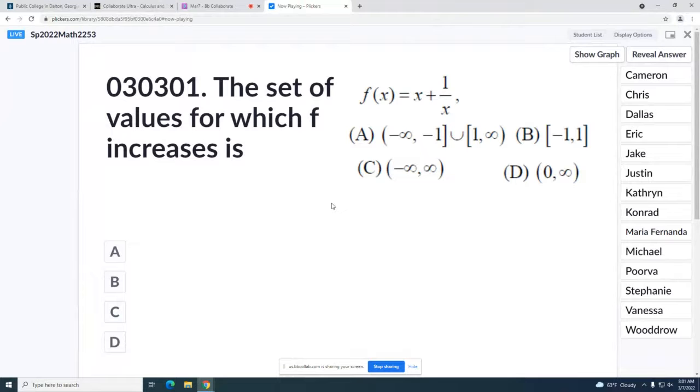Okay. For today's dependence question, let's use this one. It is a given function defined by the summation of x and 1 over x. So this is really a rational function. Let's find the interval for which the function is increasing, the set of values for which f is increasing.